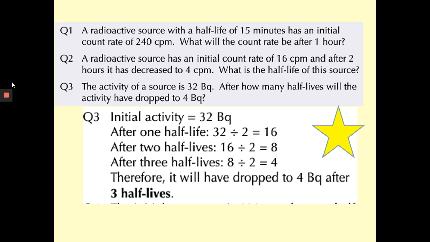Final question. If you've got an activity of 32 Bq, and remember that Bq stands for becquerel, and that's the unit of radioactivity or counts per second. It doesn't matter what unit we're using, same rules apply. So if I've got 32 becquerels, after how many half-lives would the activity have dropped to 4? Thinking about it, 32 has halved 3 times in that time, so 3 half-lives have elapsed.